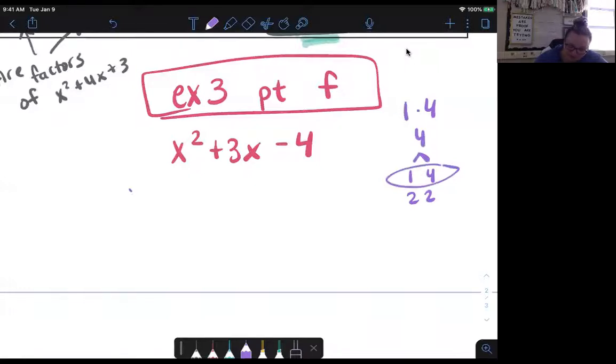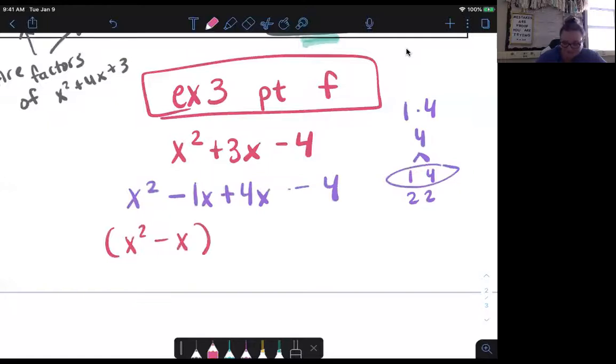So I'm going to rewrite my middle term using 1x and 4x. So what would the signs have to be to get a positive 3 when I add 1x and 4x? Well, if I take positive 4x and I subtract 1x, I'll get positive 3x. So now I have my 4 terms, and I can add my grouping symbols. So I'm going to have x squared minus x plus 4x minus 4.